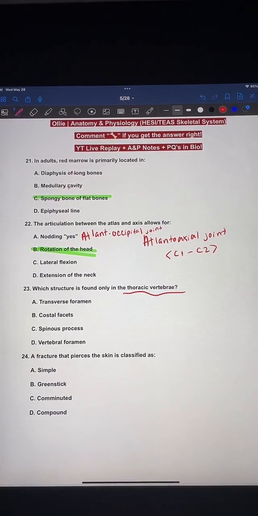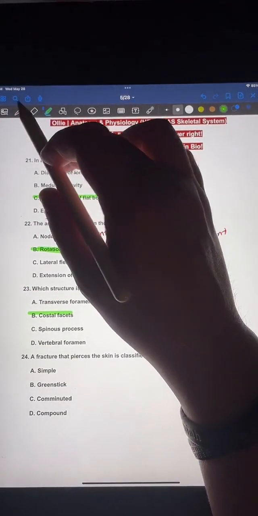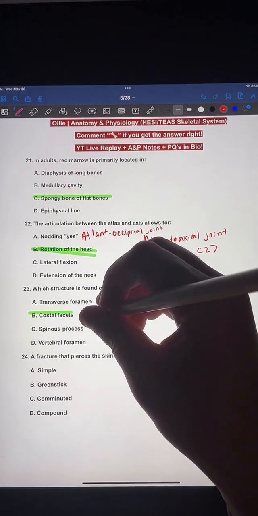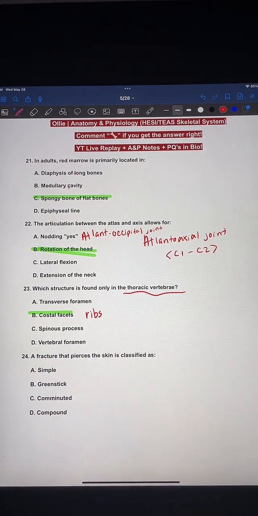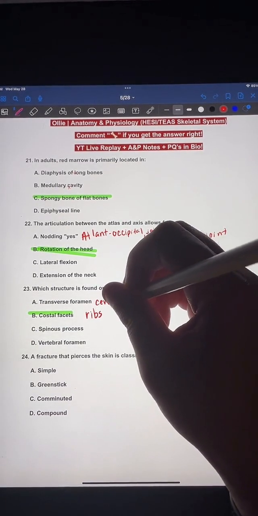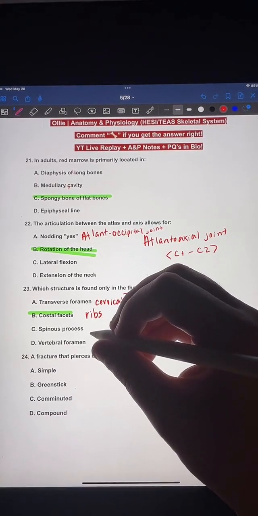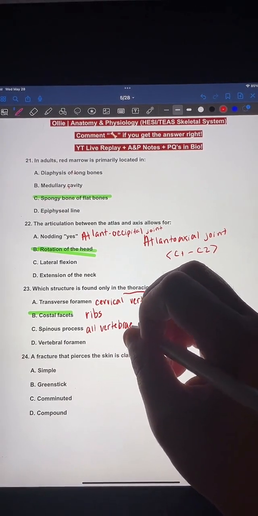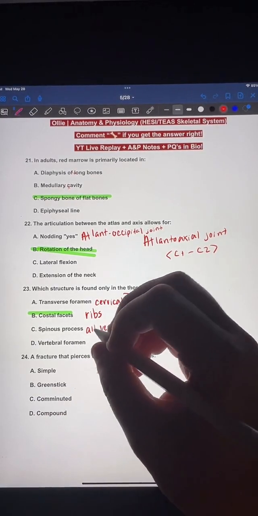But number 23, what structure is only found in the thoracic vertebrae? That is B. It is our costal facets. Basically, this allows them to articulate with the ribs. The transverse foramen, that is found on cervical vertebrae. The spinous process, this is on all vertebrae. And the vertebral foramen is also on all vertebrae as well.